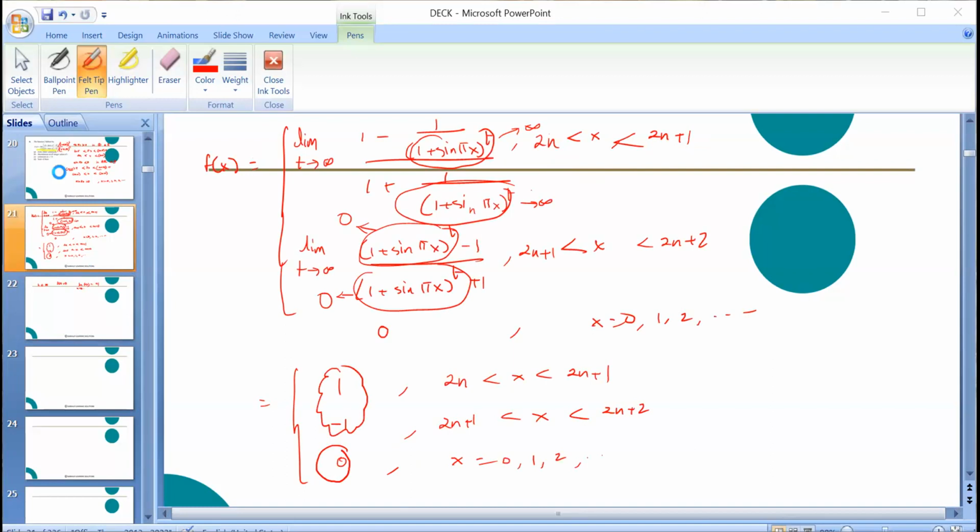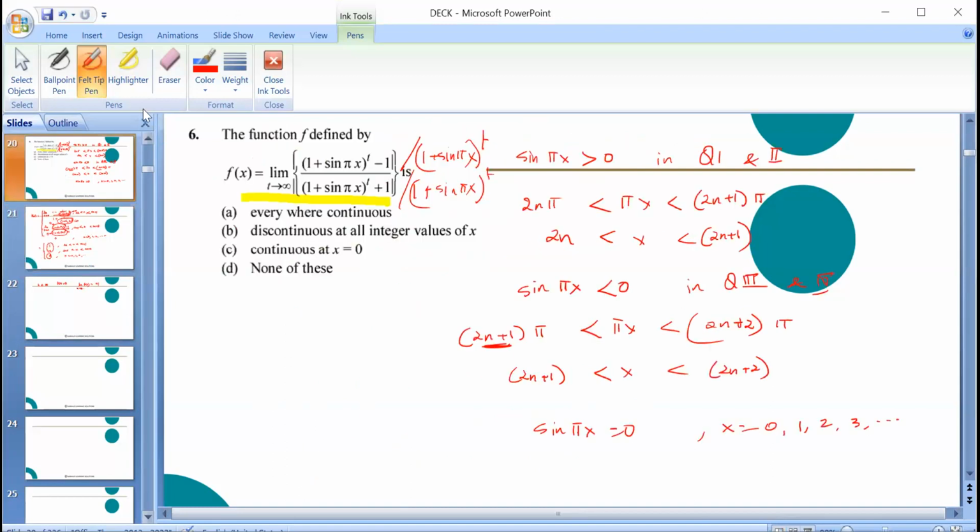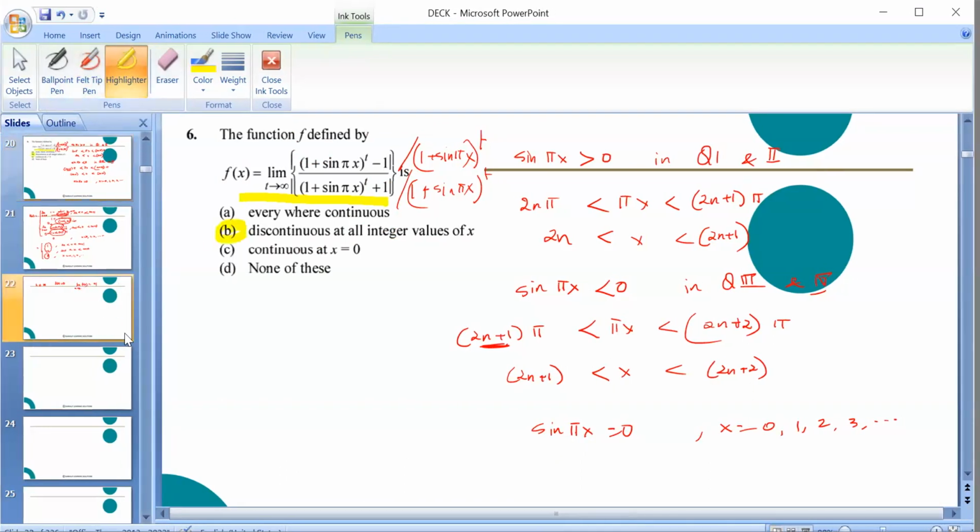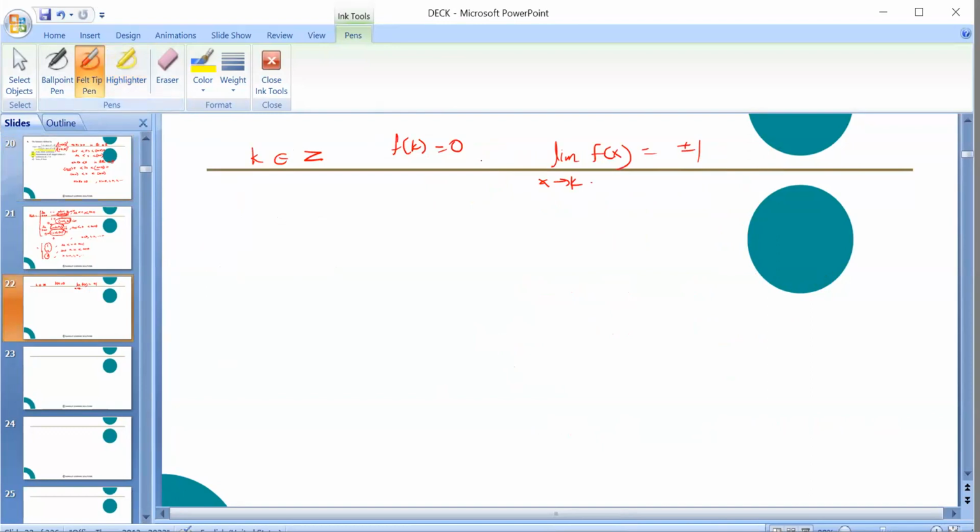So from this, what can we say? It is discontinuous, because these two answers are not equal. 0 and plus or minus 1 are not equal. So it is discontinuous. So we have done up to question number 6. We'll end the class and remaining we will do in the next.